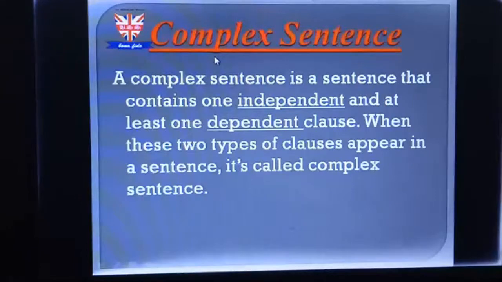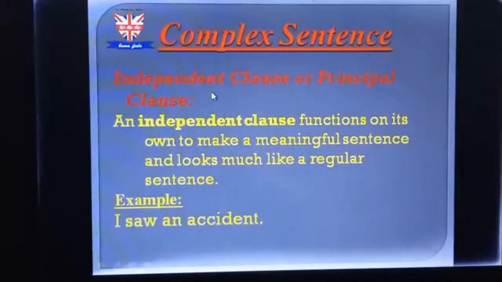Let me remind you of something we have done in the previous video: what is an independent clause. An independent clause functions on its own to make a meaningful sentence and looks much like a regular sentence. In another way, we can say that an independent clause is a complete sentence, a meaningful complete sentence. You can see the example: I saw an accident. It's a complete sentence.